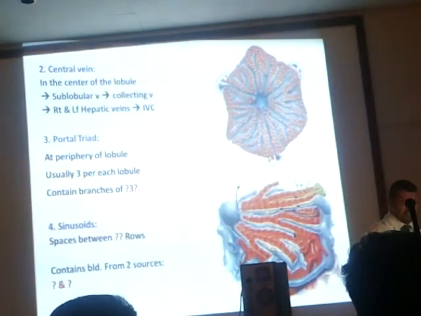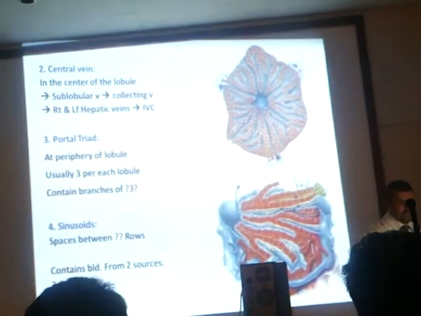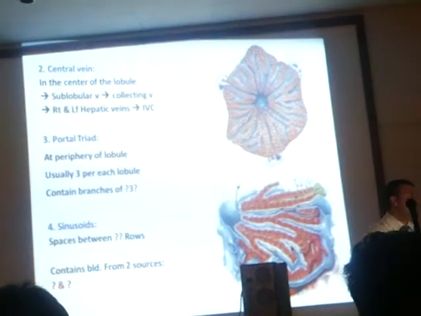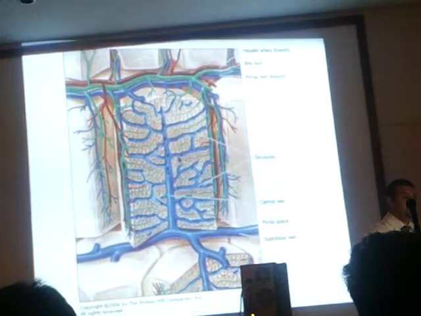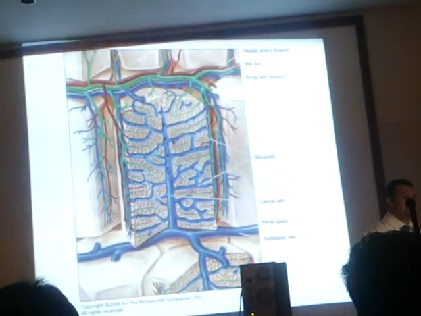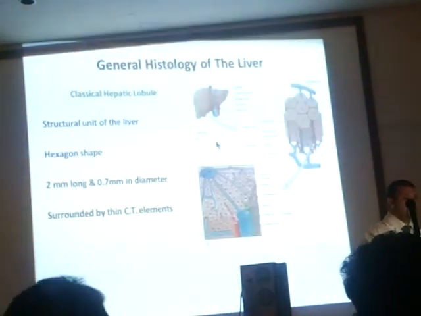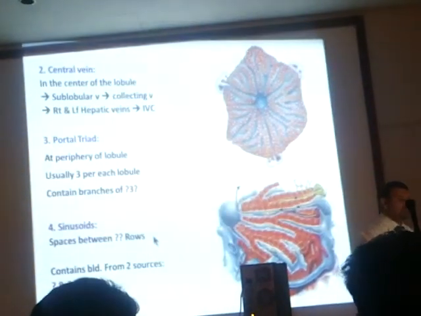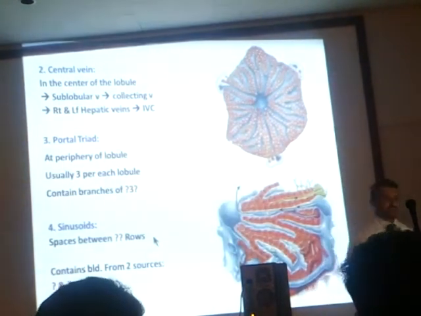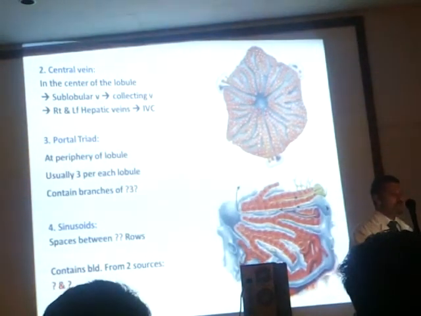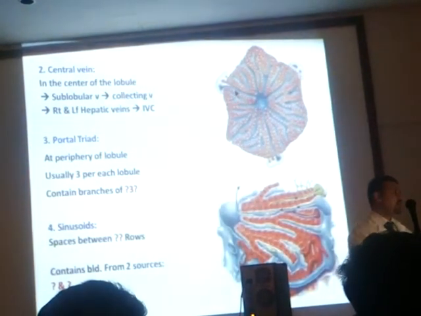Don't think that here it's not continuous. It's continuous but at a lower level, as you see here. Okay? So if you look in a vertical view, you can see them continuous here. Some of them stand, then go down, then again like this. Okay? So those are the sinusoids, which contain blood from two sources. The larger source is the portal vein branch, and the other one is the hepatic artery. So blood will mix within the sinusoids.